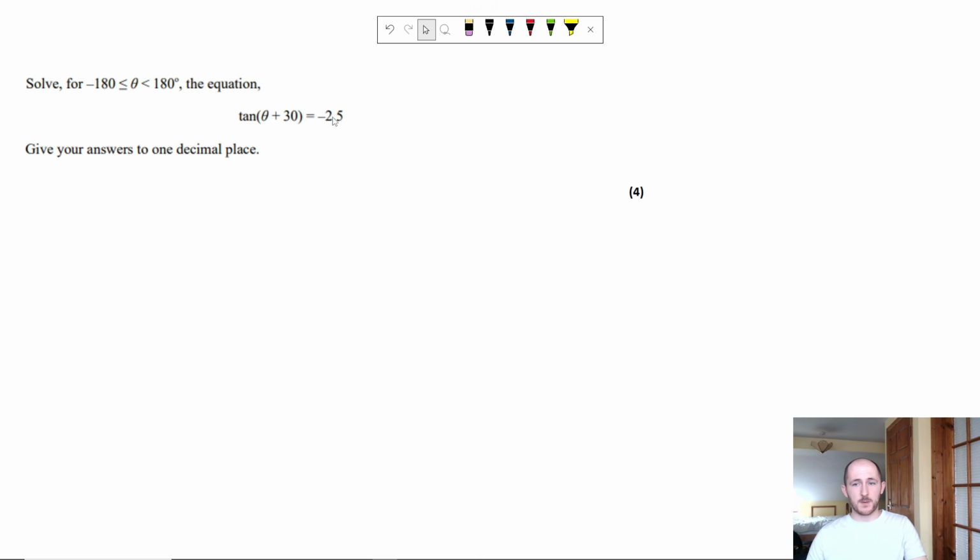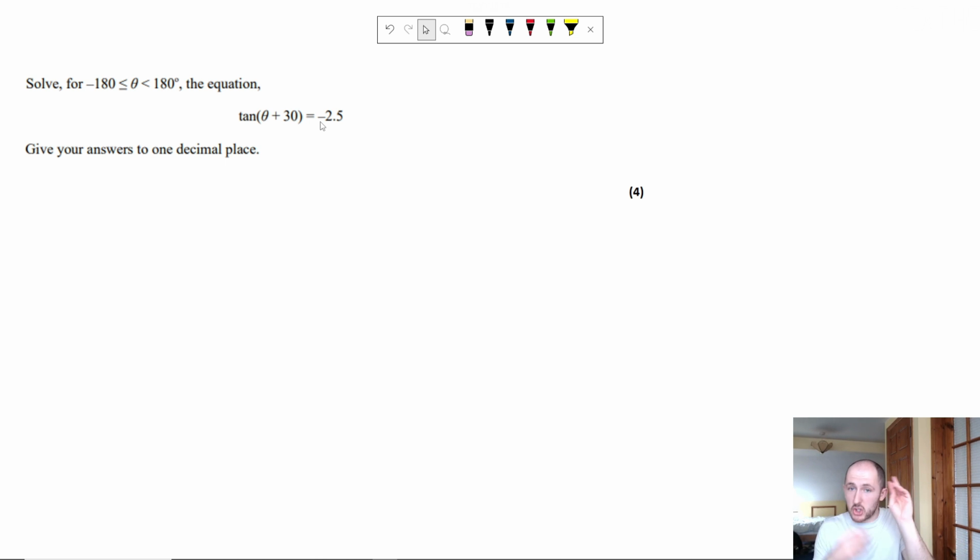If you did have a go at this question, really well done. That's a good effort. There are two new things in this question. First of all, we don't just have x. Instead, we have something plus, well, theta in this case, plus 30. So we have to do some special stuff. And likewise here, equals minus 2.5. It's a negative. But keep calm.